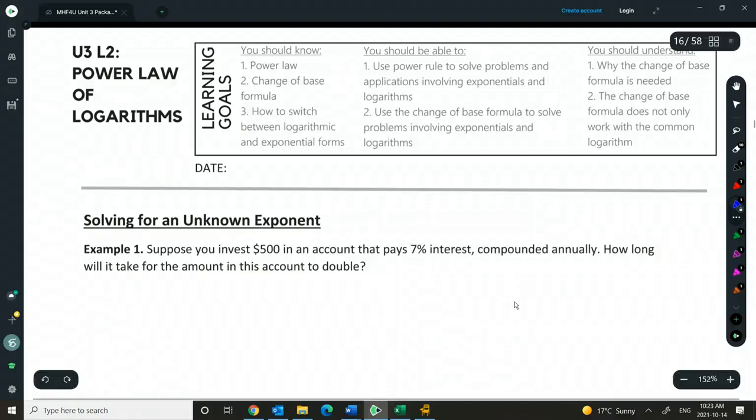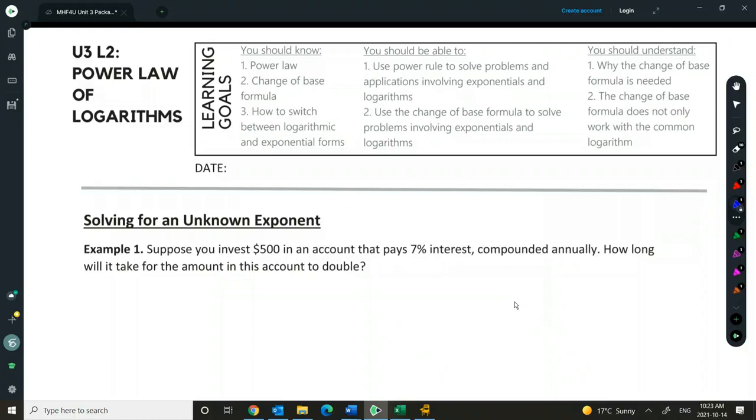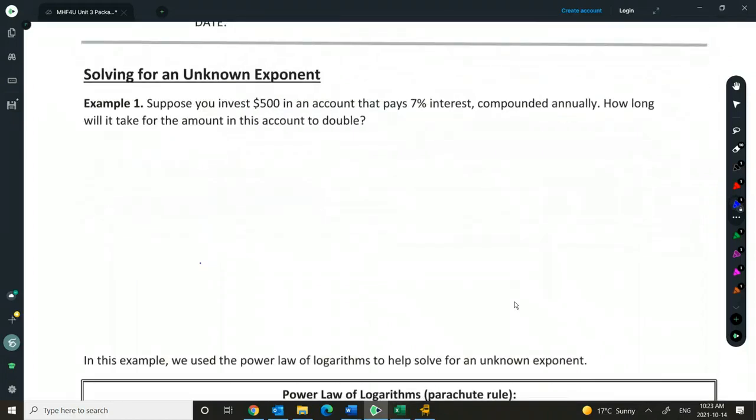So I just wanted to review solving for an unknown exponent, but we're also going to review the compound interest formula when we do this. So compound interest is an exponential relationship. When I talk about compound interest, I earn interest on the principal value, or the amount that I put in, and I also earn interest on previous interest, which makes it exponential.